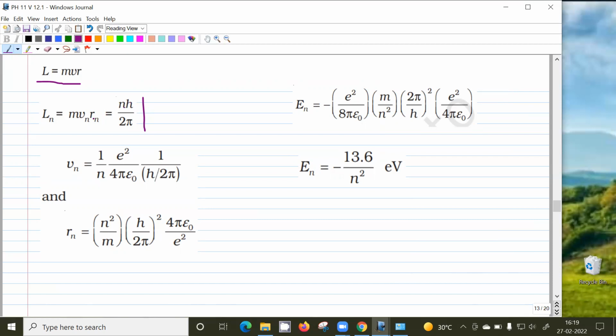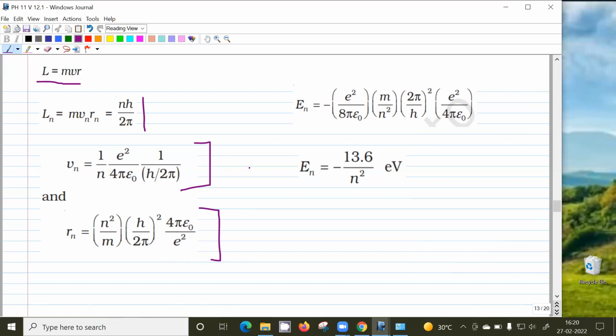So I put a suffix attached to this r. Even the velocity will have the value corresponding to this particular value of n, so velocity will have a suffix n. From this we can get the velocity as this one, and this is the expression for the radius of the electron orbit. So even the radius of the electron orbit cannot have continuous values.